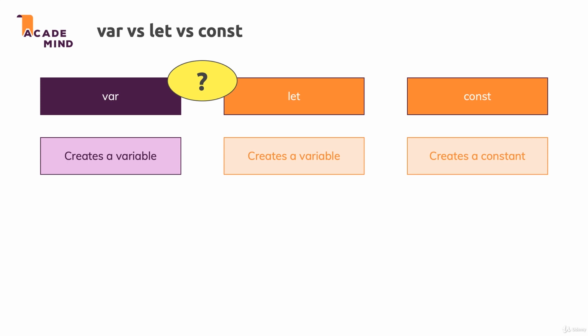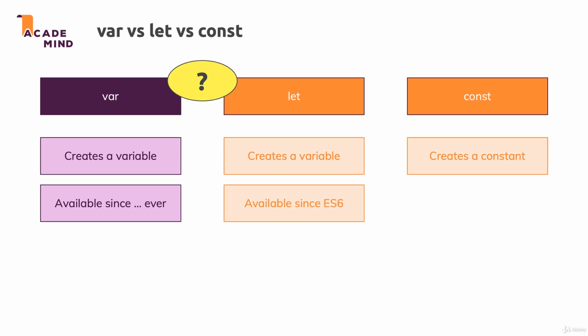Now let's first have a look at availability. And there, var has been available since ever. This is the way to create variables since JavaScript exists, essentially. Let, on the other hand, is only available since that ES6 version, so since browsers started to adopt that. And it's the same for const. So that's a difference, but this only explains since when we can use these features, not why we need let.